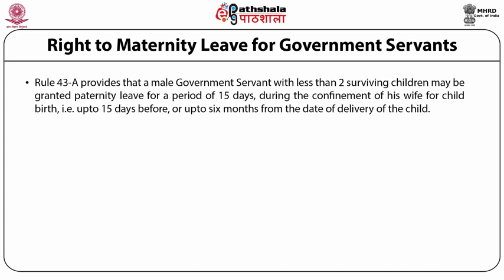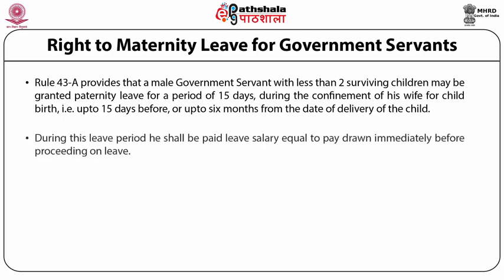Rule 43 Clause A provides that a male government servant with less than two surviving children may be granted paternity leave for a period of 15 days during the confinement of his wife or childbirth, that is, up to 15 days before or up to 6 months from the date of delivery of the child. During this leave period, he shall be paid leave salary equal to the pay drawn immediately before proceeding on leave.